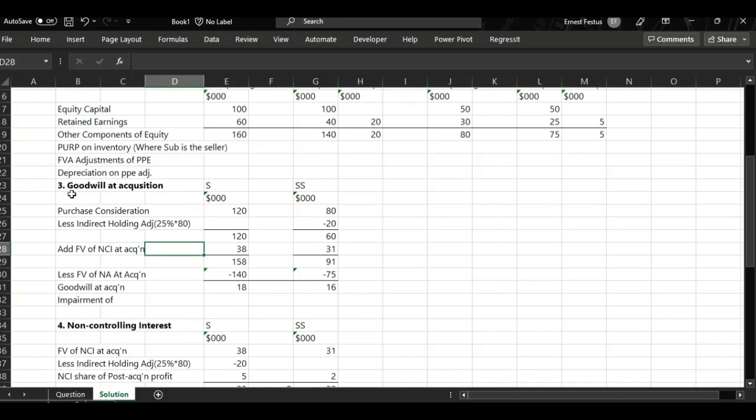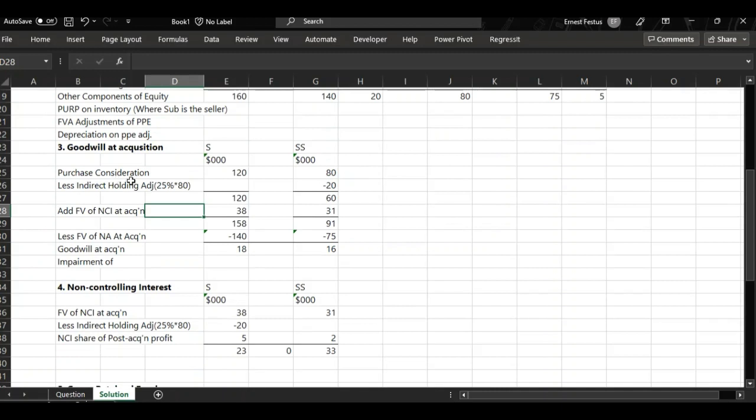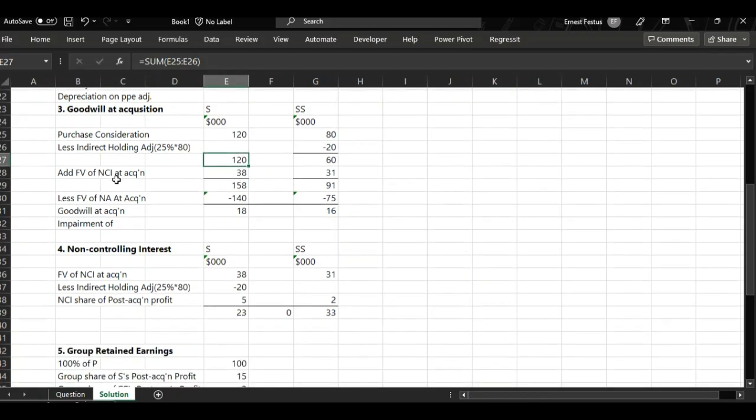Alright, then you have the third working, which is the goodwill at acquisition. You start with your purchase consideration, you less your indirect holding adjustments, that is for complex group structures and vertical group structure. You add your fair value of the NCI at acquisition, you less your fair value of net asset at acquisition to get goodwill at acquisition, and then if there is any impairment of goodwill, you subtract it to get goodwill at reporting.